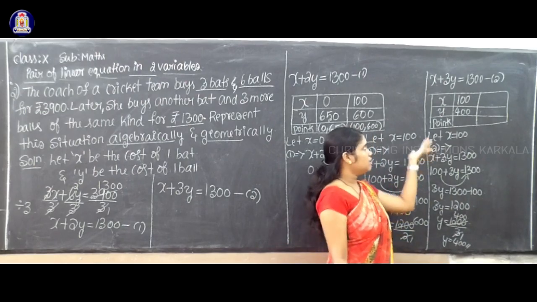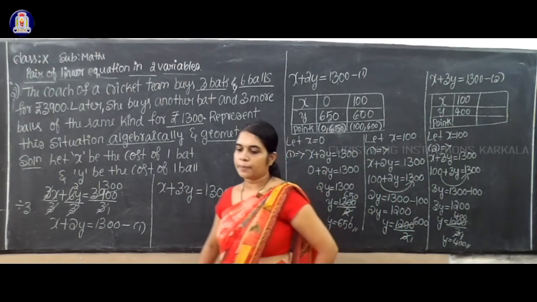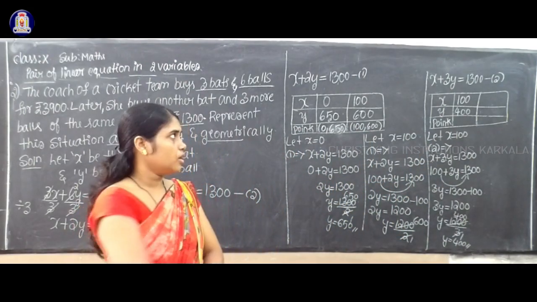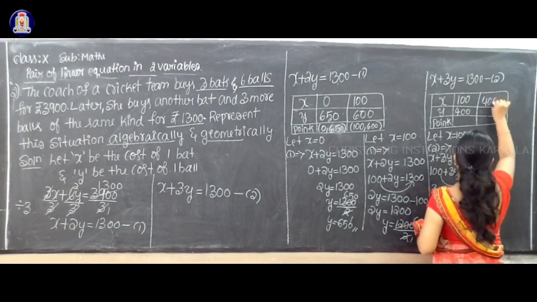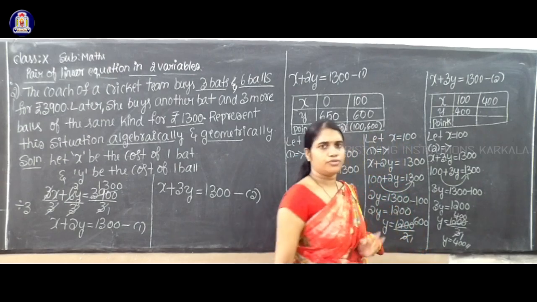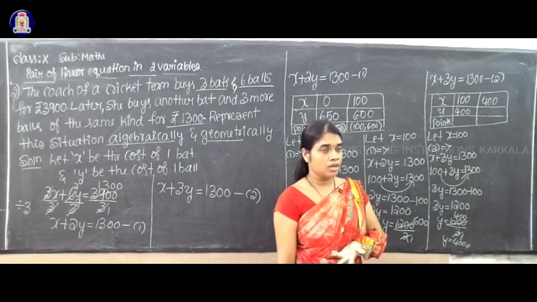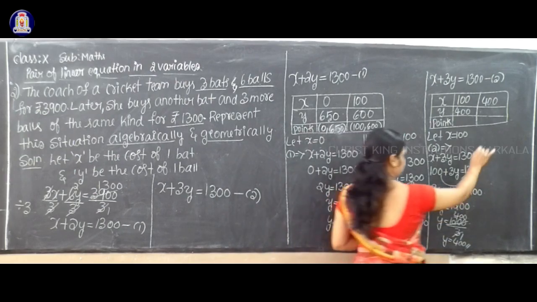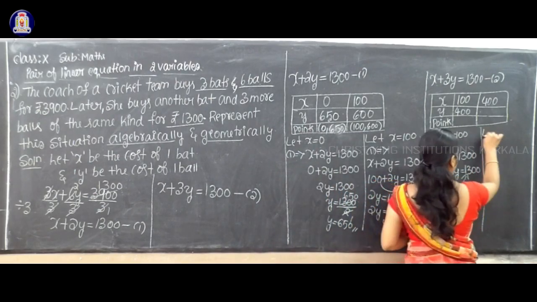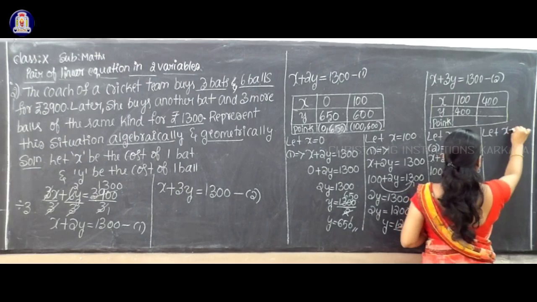Okay, so another value you have to consider. If suppose x is equal to 400, I will consider. You can consider any point, but I will consider x is equal to 400. Okay, let's see. Let x is equal to 400.